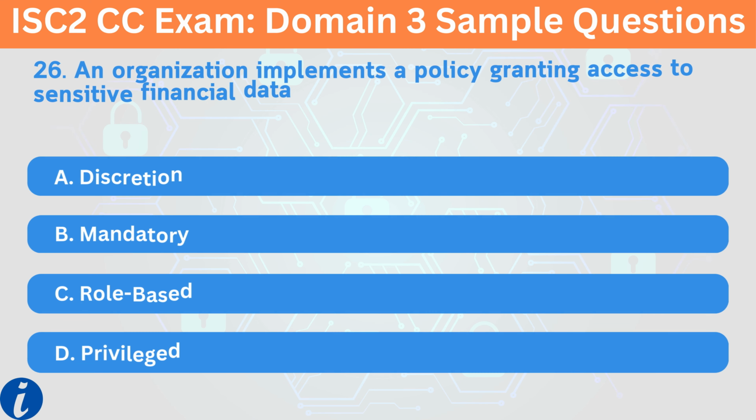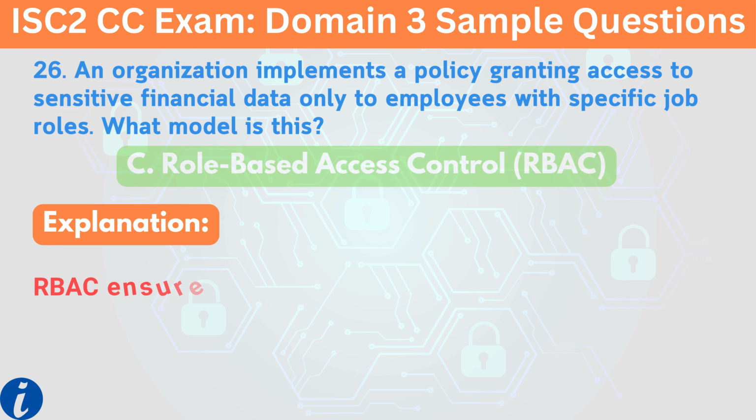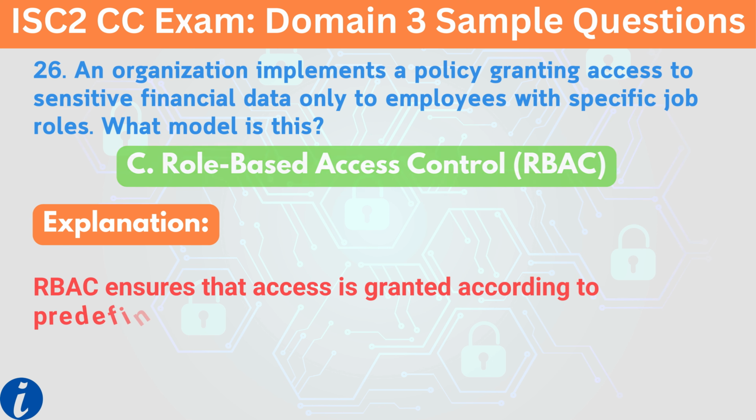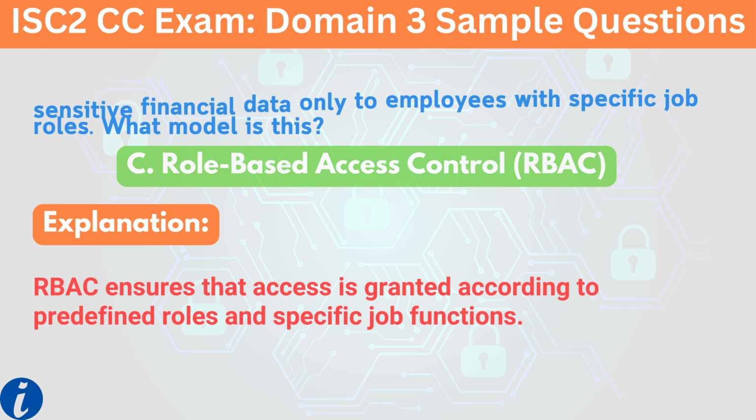26. An organization implements a policy granting access to sensitive financial data only to employees with specific job roles. What model is this? A. Discretionary access control, DAC. B. Mandatory access control, MAC. C. Role-based access control, RBAC. D. Privileged access management. The correct answer is C. Role-based access control, RBAC. Explanation. RBAC ensures that access is granted according to predefined roles and specific job functions.